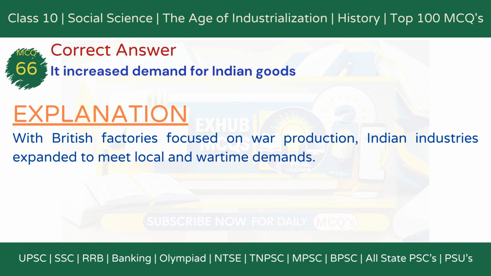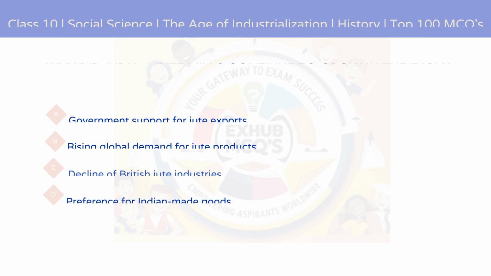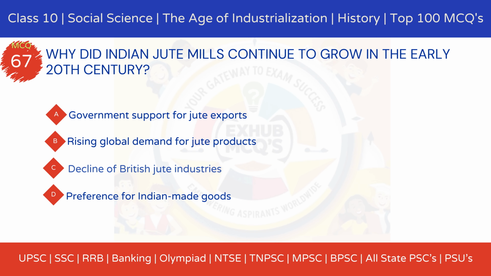The correct answer is option B. It increased demand for Indian goods. Explanation: With British factories focused on war production, Indian industries expanded to meet local and wartime demands. MCQ 67. Why did Indian jute mills continue to grow in the early 20th century?